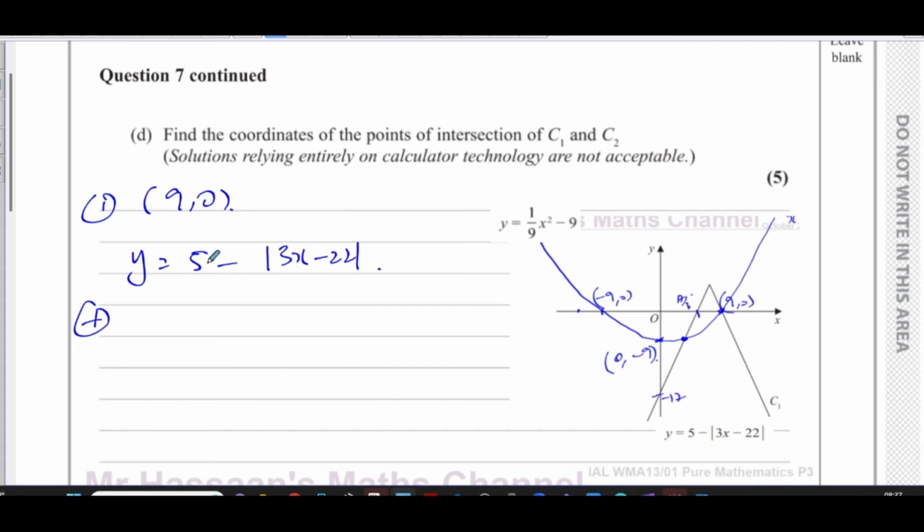So let's look at the positive argument of this graph. The positive argument of this graph is this section, as we mentioned before. How do you find it? Well, you just replace the modulus sign with a bracket. So you leave everything as it is, write it with a bracket instead of a modulus sign, and just write down what you get. So you have 5 minus 3x, and 5 minus 22, that's minus 3x plus 27. That's the equation of this curve.